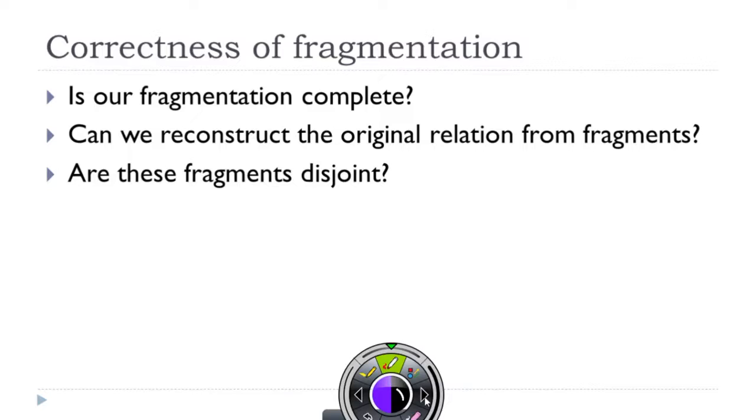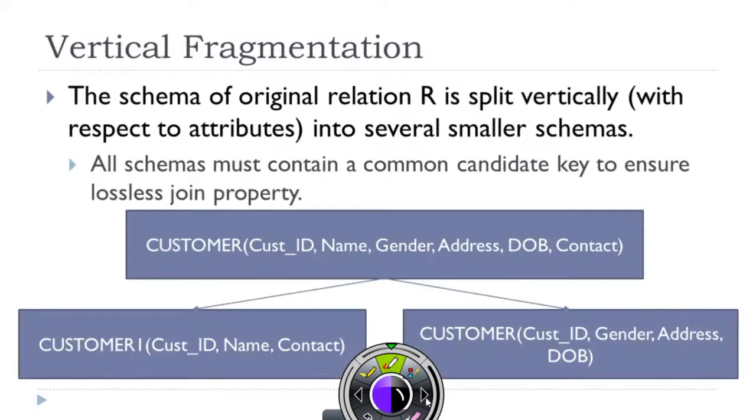The second rule: can we reconstruct the original relation from the fragments? That is, if I perform the union of all these fragments, I end up with the original grade detail table. The third condition: are these fragments disjoint? Disjointness ensures there is no redundancy while fragmenting the relation. No record should be part of more than one fragment. So if you perform the intersection between all these tables, we end up with no common records.